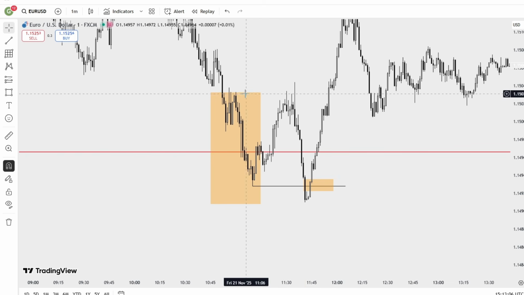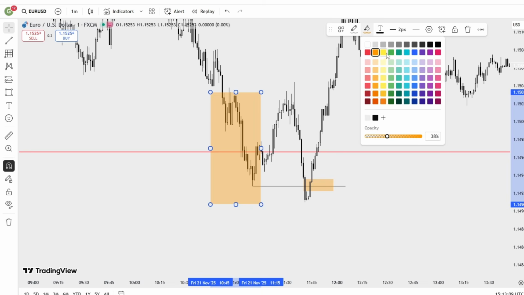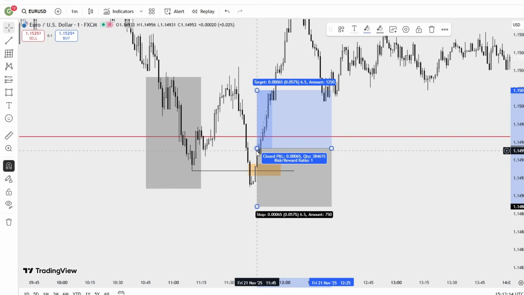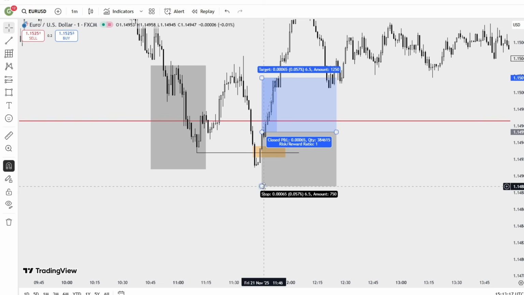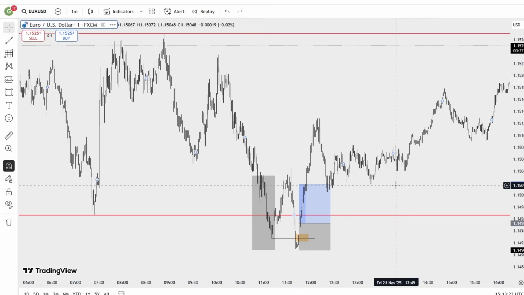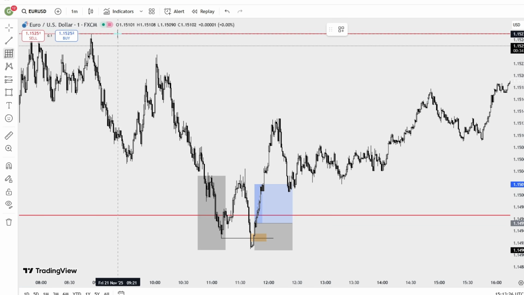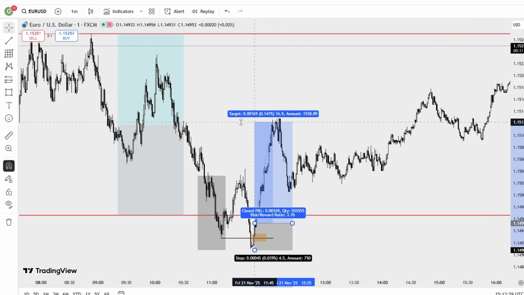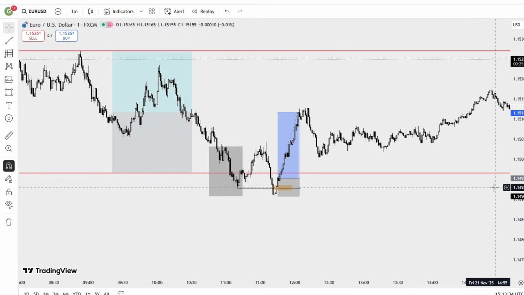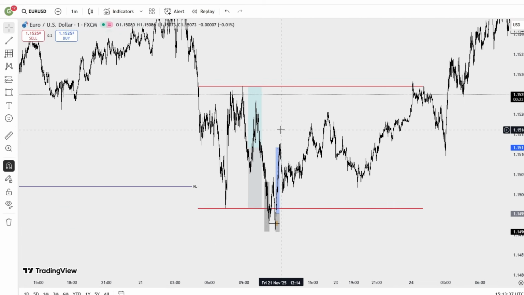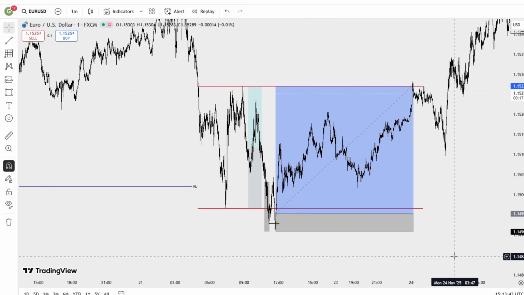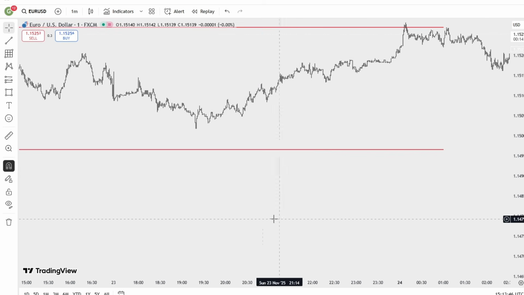This inverse fair value gap. Let me change this color. It's fine. And then you go long from here, right? Stop below. And your target, you guys already know what your target is, right? First take profit in the middle, right here, 3.6 R, and your second TP is the full TP right here, 7.0, right? So this is it, guys.